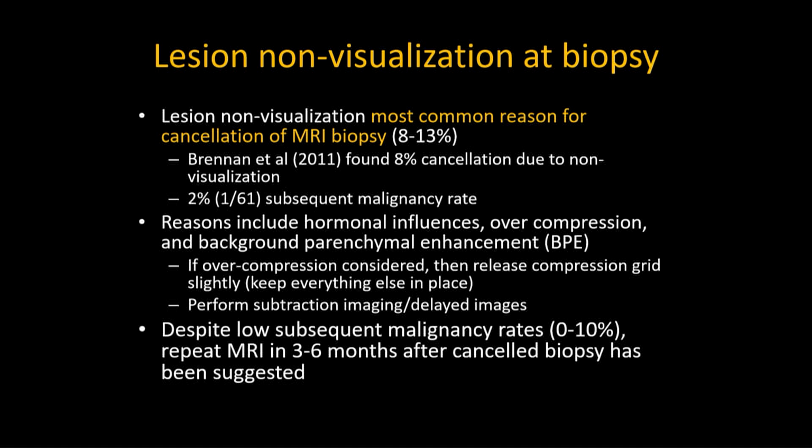And as I just mentioned, if overcompression is considered, release the compression grid slightly, keeping everything else in place so that you are able to do the biopsy or perform subtraction imaging. So despite the low malignancy rate, it ranges from 0 to 10% in the literature, it's important to repeat a breast MRI in 3 to 6 months, depending on the suspicion of the finding, just to have a follow-up.